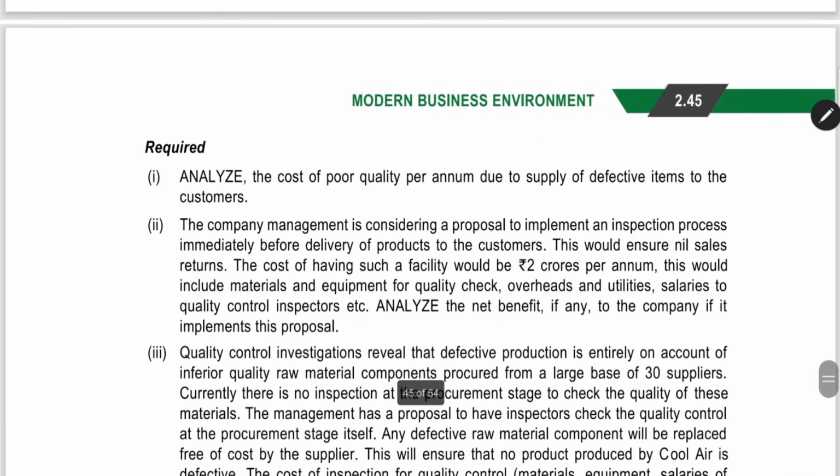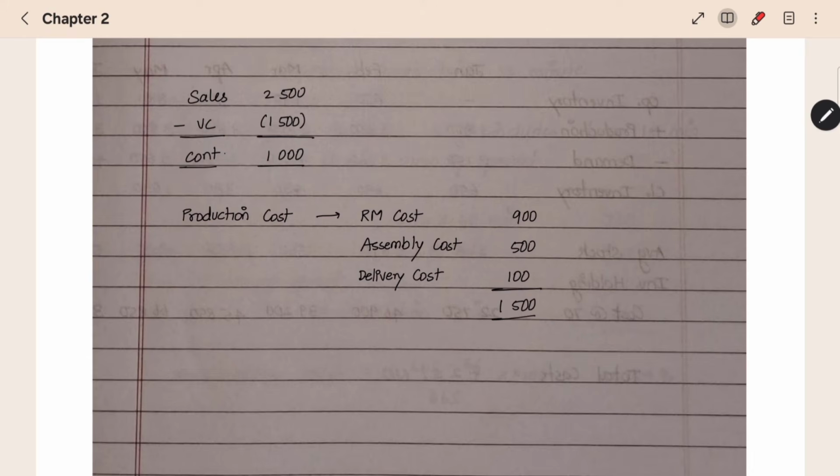Now they are asking for a cost of poor quality statement due to supply of defective items. Now we can see the solution. In this we have to see one important calculation. In the question they have given the data: raw material cost, assembly cost and delivery cost.